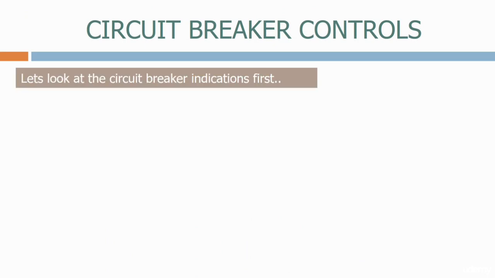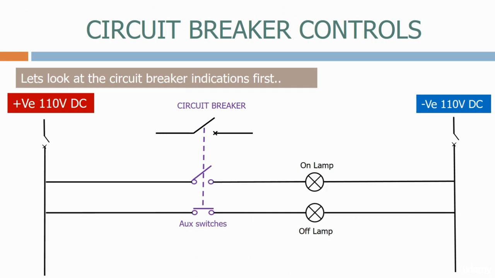Let's look at the circuit breaker indications first. These are fed from a 110 volt DC supply. As we said previously, the circuit breaker auxiliary switches are shown with the circuit breaker in the open position. Let's now close the MCBs and energize the supply. The auxiliary switches feed power to the lamps. As the breaker is presently open, the off lamp lights. Let's now change the circuit breaker position and see what happens. As soon as the circuit breaker changes its state, the auxiliary switches toggle over, and now the on lamp lights up.